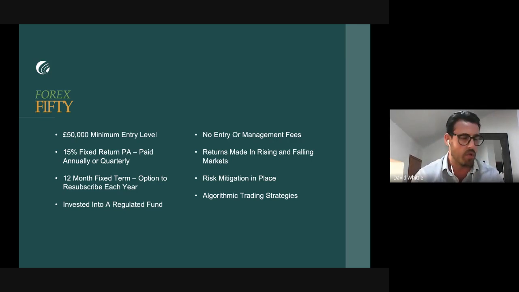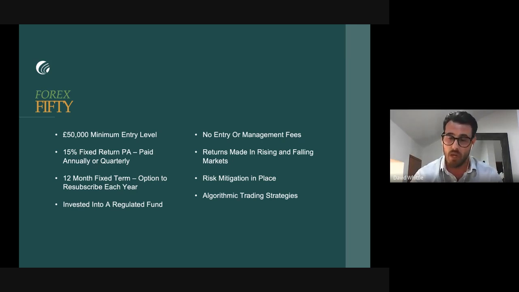We've looked at all of the platforms where people would typically invest into bonds and Forex and these types of asset classes. And what people don't like is that you may get, for example, 10%, but when you deduct the entry fees, the management fees, the performance fees, what you're left with at the end of that is significantly less.